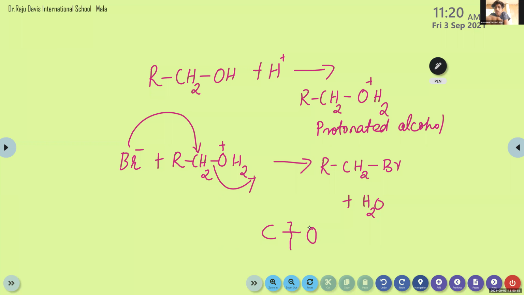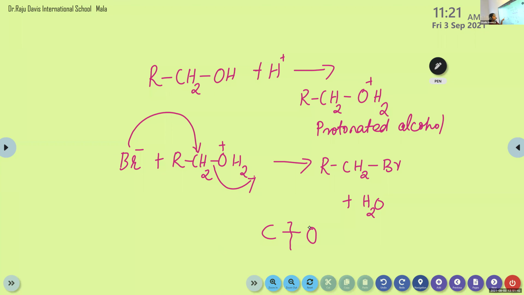Yeah, sure. First case, alcohol will react with proton and protonated alcohol is formed. Protonated alcohol means one H plus ion is added to alcohol. That's it. And this protonated alcohol is an electrophile. Electrophile means they are positively charged and they need electrons. So here it will react with Br minus, and this Br minus will attack the carbon.